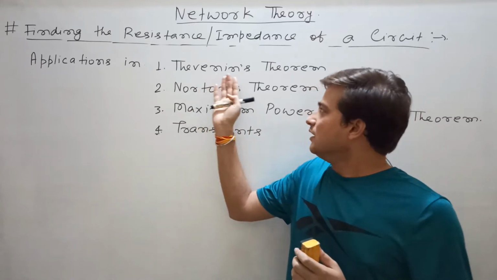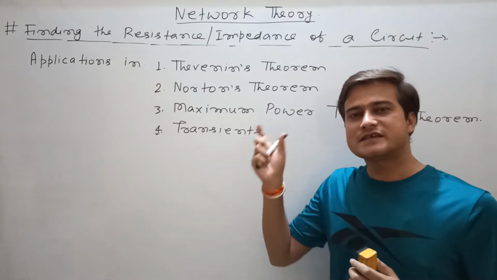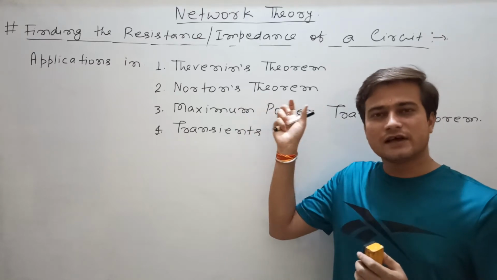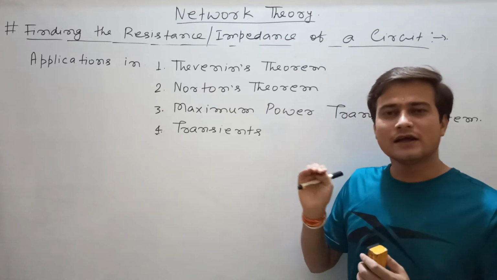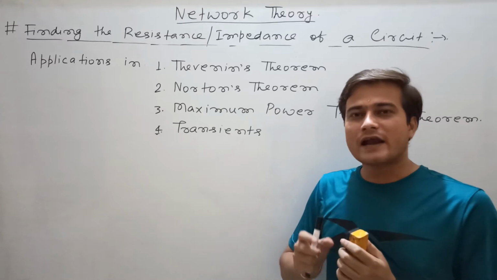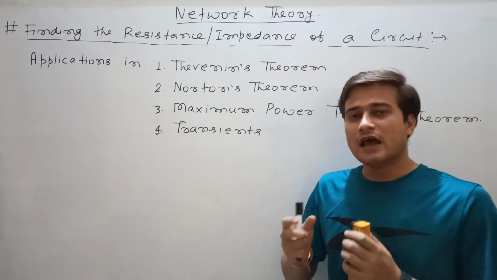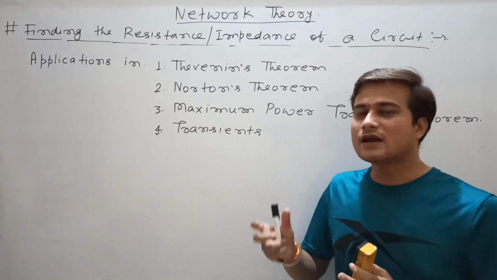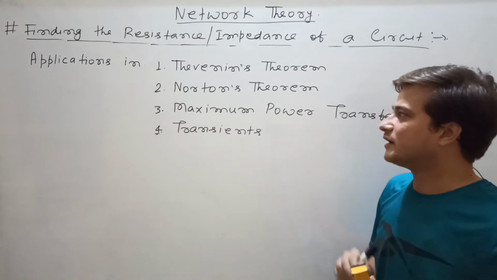That means when you study Thevenin's theorem, there also you will have to find Thevenin's resistance. Similarly, in Norton's theorem, you will have to find Norton's resistance. In the case of maximum power transfer theorem, you will have to find Thevenin's resistance. And at last, in transients, when you need to find the time constant of a circuit having more than one resistor, you will have to find the equivalent resistance of the circuit. So it has four different applications.